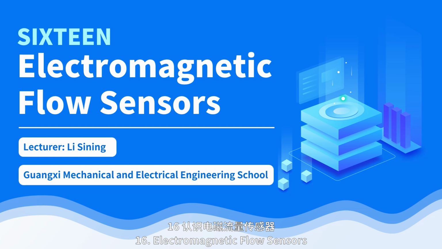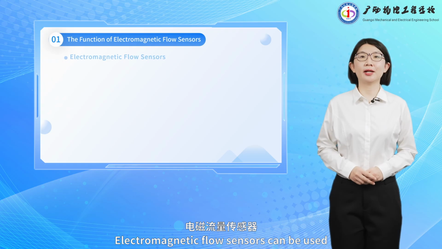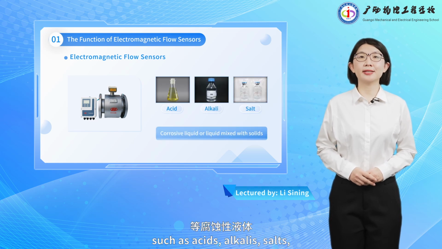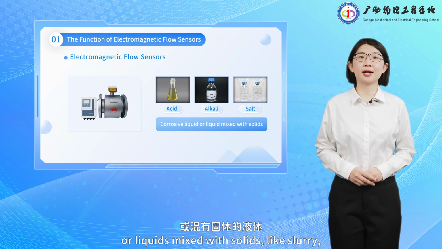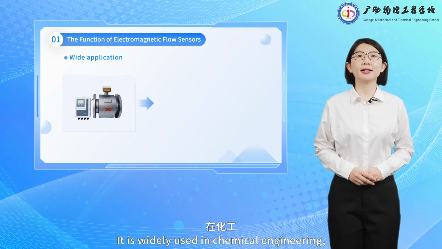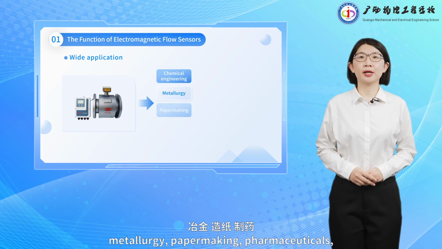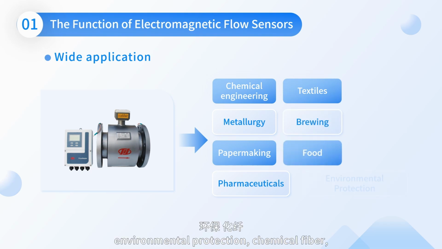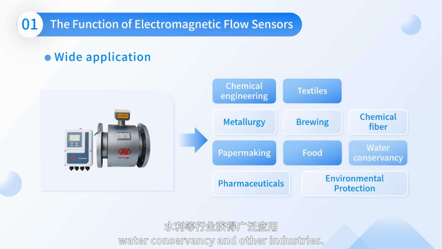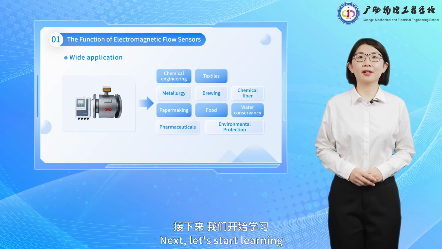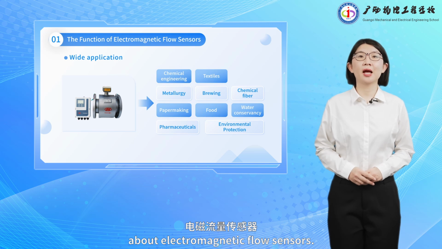16. Electromagnetic flow sensors. Electromagnetic flow sensors can be used to measure corrosive liquids such as acids, alkalis, salts, or liquids mixed with solids, like slurry, sewage containing a lot of sundries, and viscous media. It is widely used in chemical engineering, metallurgy, papermaking, pharmaceuticals, textiles, brewing, food, environmental protection, chemical fiber, water conservancy, and other industries. Next, let's start learning about electromagnetic flow sensors.